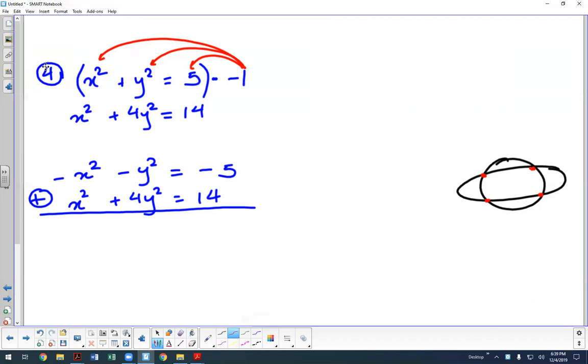So now that I've made one of my x squares negative, these guys cancel out. What's -1 plus 4 on the y squared? 3y squared. And 14 minus 5? 9. And again, our goal ultimately is to get y by itself, so start by dividing both sides by 3.